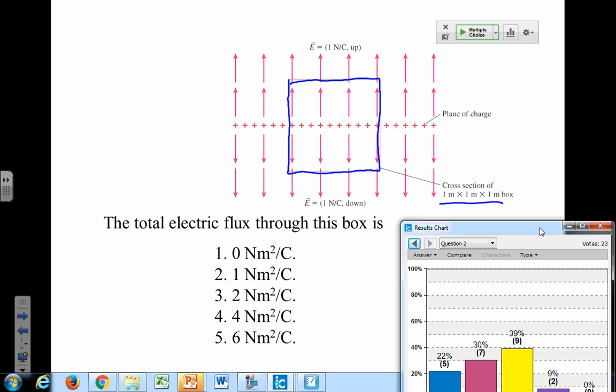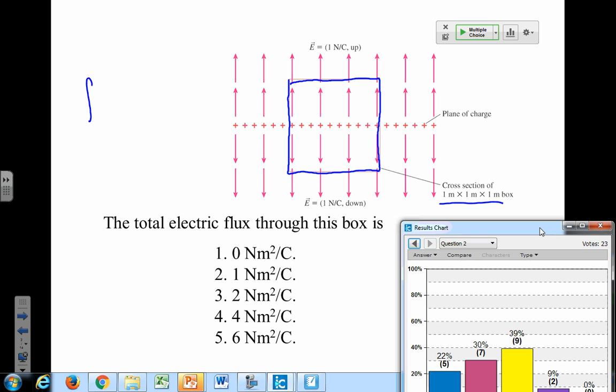The sides won't have any flux because there's no electric field vectors going through them. The front and the back won't have any flux because there's no electric field. The electric field would have to be going in this direction in order for the front and the back to have an electric field. It's only the top and the bottom that have an electric field. That electric field has a magnitude of 1 Newton per Coulomb in both cases.